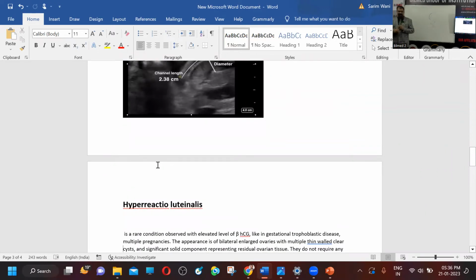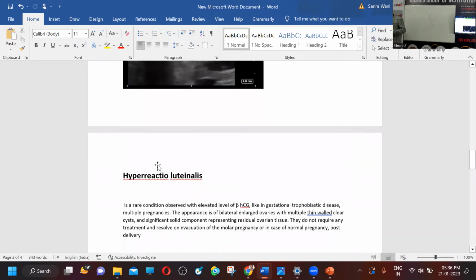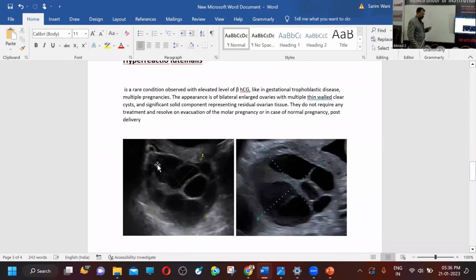Hyperreactio luteinalis? Now, hyperreactio luteinalis is a rare condition. This is not very often seen. It is a rare condition in which there is an elevated level of beta HCG, like in gestational trophoblastic disease or in multiple pregnancies. The appearance of the ovary will be that bilaterally there will be enlarged ovaries with multiple, mind my words, you can note it down, multiple thin-walled structures in it. So there will be multiple thin-walled areas, and the cysts will be clear.